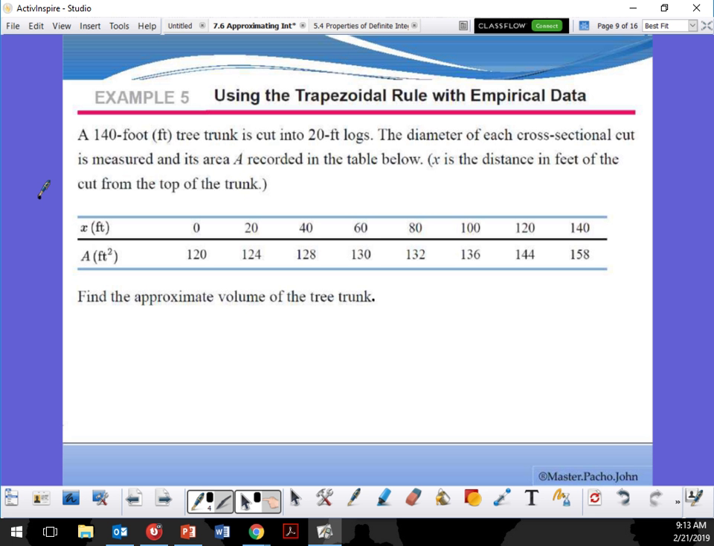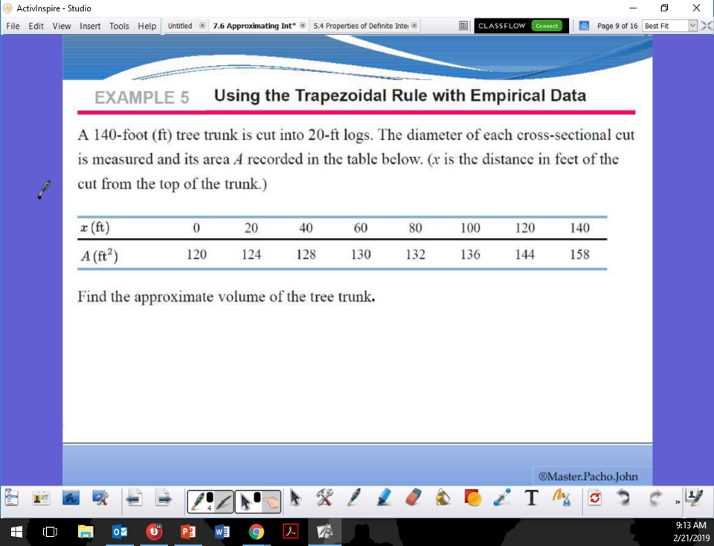Okay, so right here, 7.6. Trap rule with empirical data. Yes, I worked really hard at saying that one correctly. Okay, so now doing the trap rule, we're going to be given a table, and with that table, we're not going to have a uniform delta x. Does that make sense? So there's not a uniform delta x. So now let's take a look.